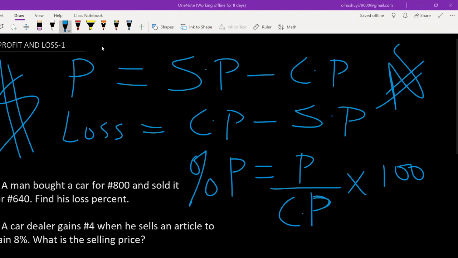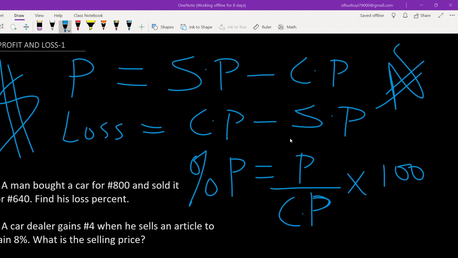That's why I wrote that the profit, P, will be equal to the selling price minus the cost price. Then your loss is equal to the cost price minus the selling price. It is the reverse of profit. Once profit is not made, loss should be made. So once the selling price minus cost price did not occur, automatically your loss will be the cost price minus the selling price, because at that point the cost price is higher than the selling price.